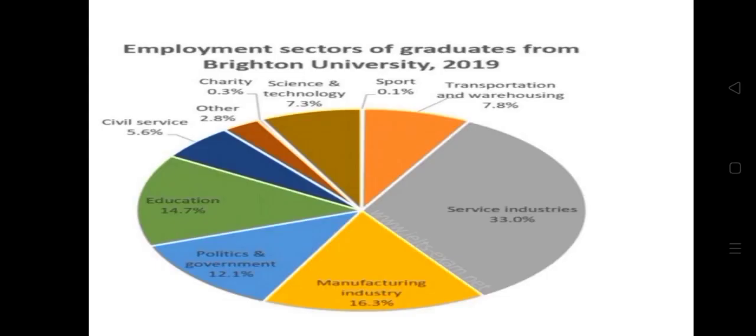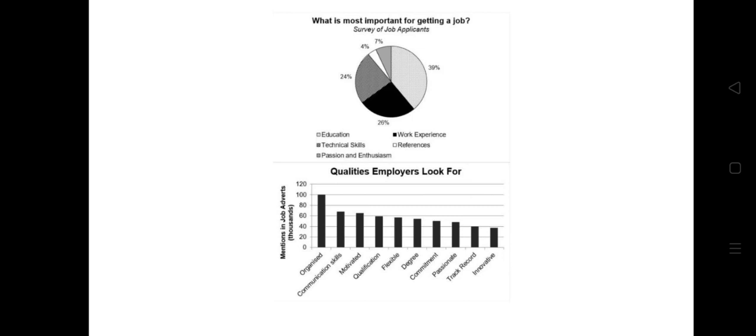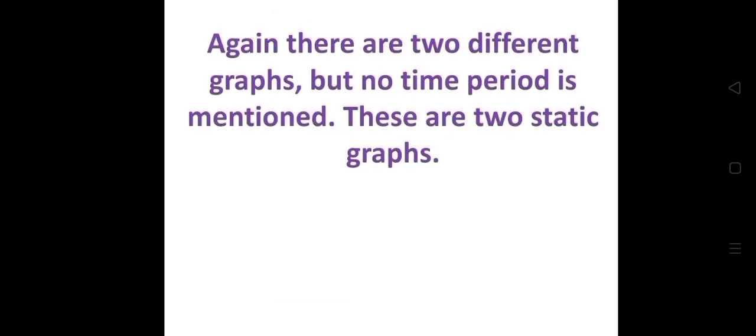This graph is also a static graph because in this graph only one time period is mentioned, that is 2019. We understand that all the data comes from 2019. That's why this graph is also a static graph. This graph is also a static graph. Again, there are two different graphs but no time period is mentioned, so these are two static graphs.